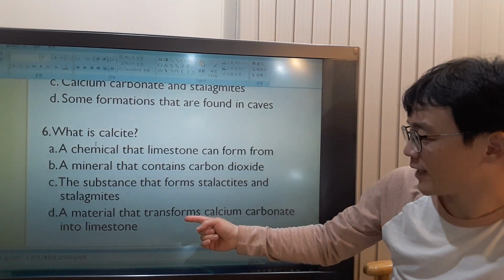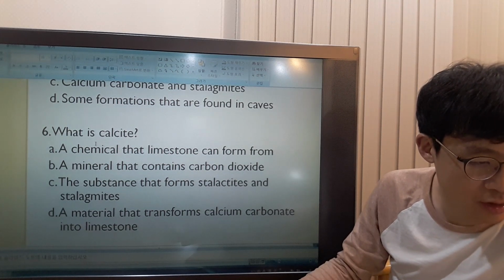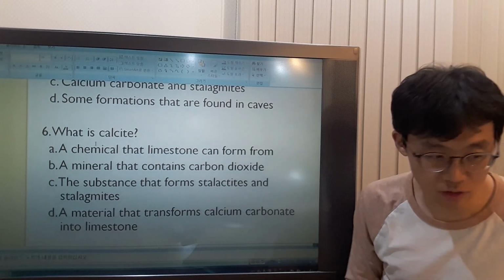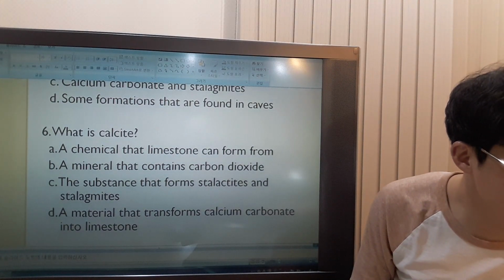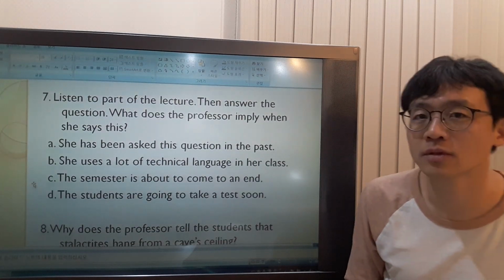D. A mineral that transforms calcium carbonate into limestone. This is not in the passage. Okay? This is not what it is. It's not a thing to be confused.